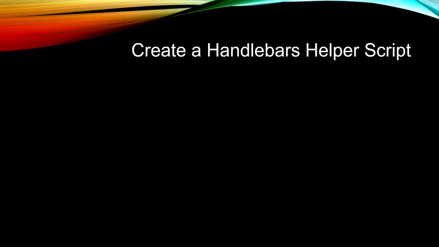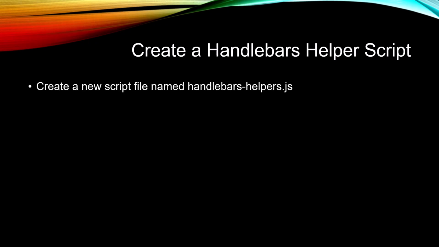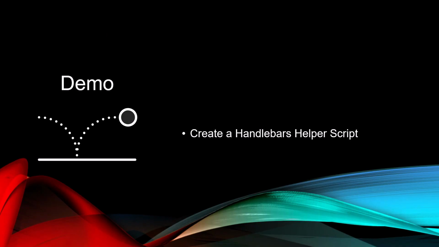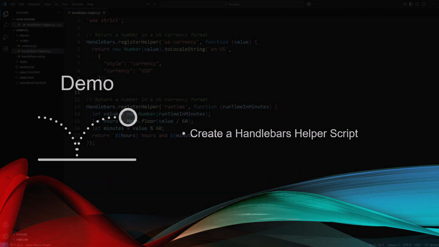In the last lesson, we created a helper, our own custom helper, but let's now put all these helpers inside of our own script file. So we're going to create a new script file called Handlebars-helpers, and we're going to add all of our register helper functions in there. That way we can reuse this script over and over again, and we can just add it to any page where we need to use these helpers. So let's take a look at creating a Handlebars helper script.